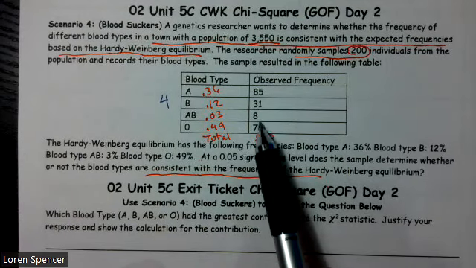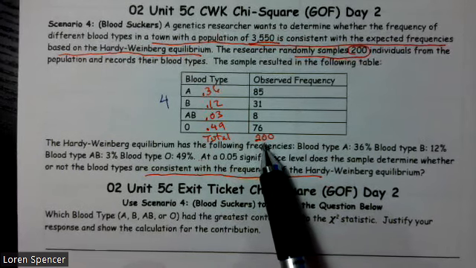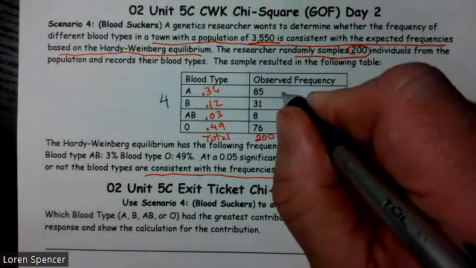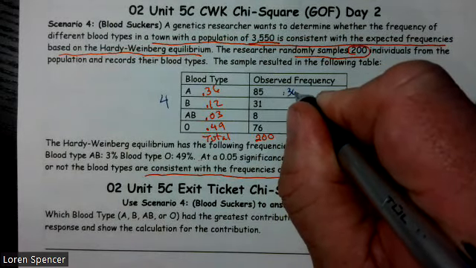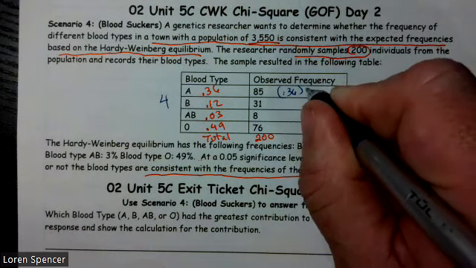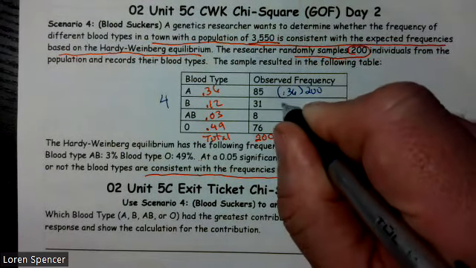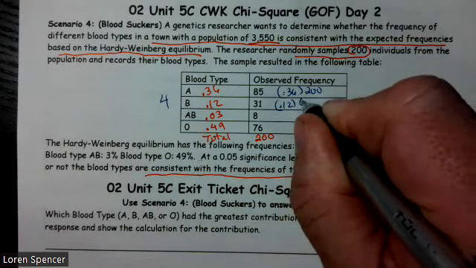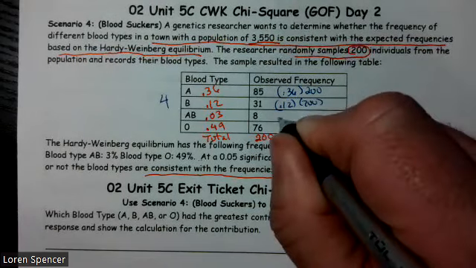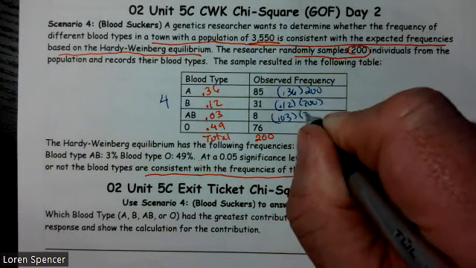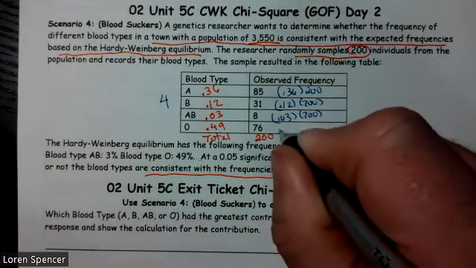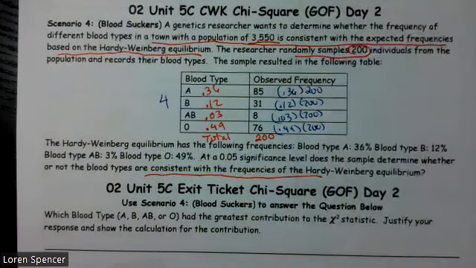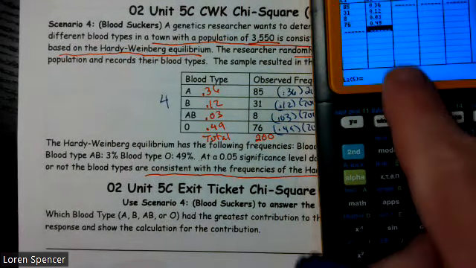We added the observed values up and got 200. Well, I need to calculate the expected. The expected is going to be 0.36 times 200, 0.12 times 200, 0.03 times 200, and 0.49 times 200. So when I do that, I put those in there.